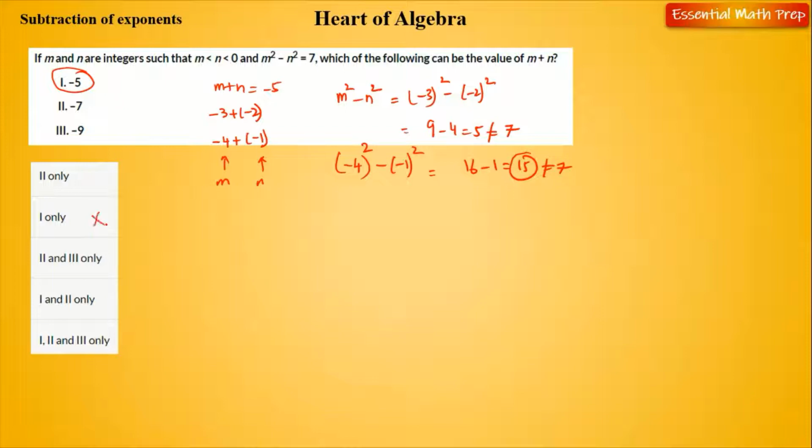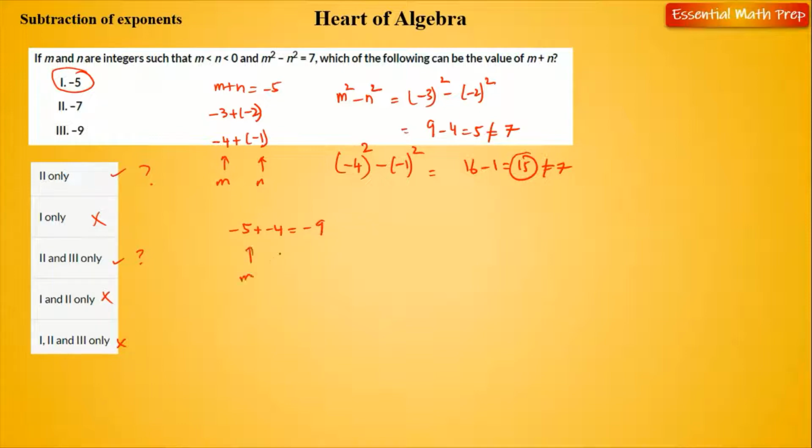So any choice with 1 is out of the contest anymore. So we only have 2 and 3 as the likely candidates, okay? Let's go to 3, because that's the other end of the extreme, right? So we have -9. How else could you get -9? Well, you could do -5 plus -4, that's -9.